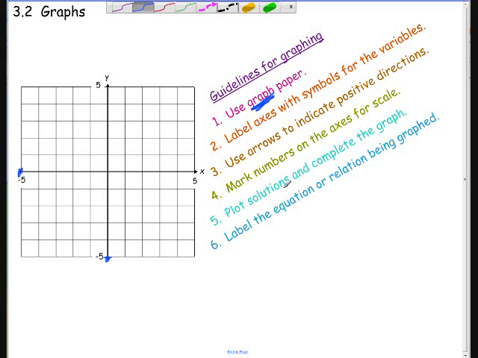Plot your solutions and complete the graph. Now please notice you went through these steps before you started doing this. Sometimes my students start here. Wrong place. Label the equation or relation being graphed. In other words, if you are doing y equals 2x, make sure that that is somewhere either on or near your graph.